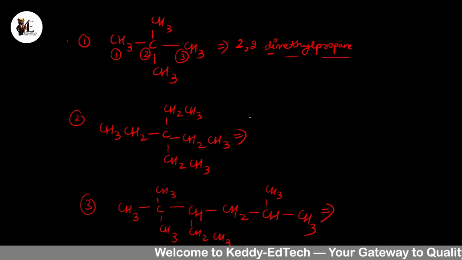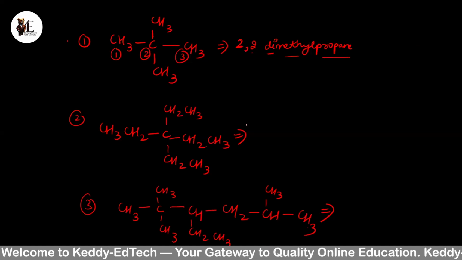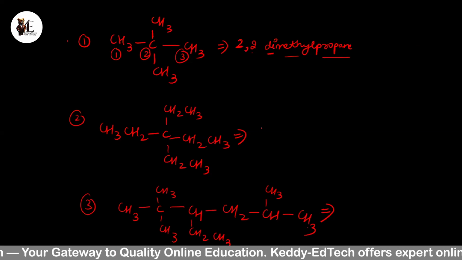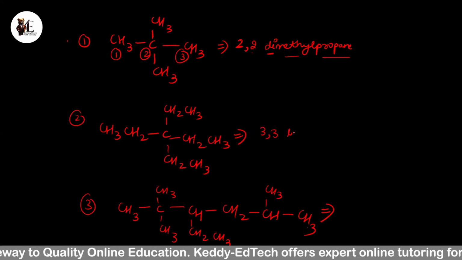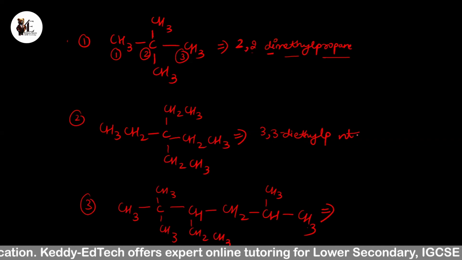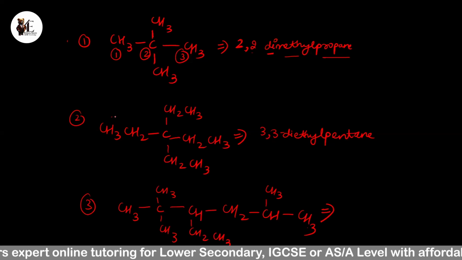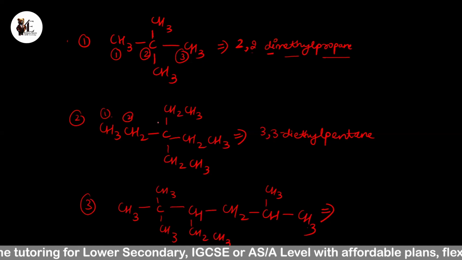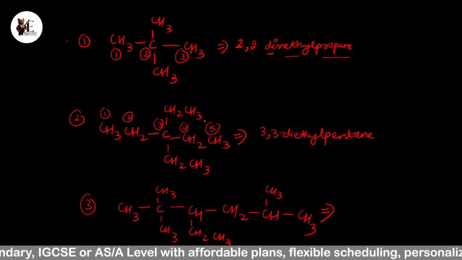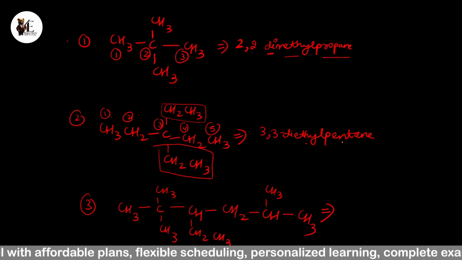What is the name of second compound? 3,3-diethylpentane. Yes, 3,3-diethylpentane. Because counting will start from here or here, it is the same thing, it is symmetric. 1, 2, 3, 4, 5. Since at the 3 position you have 2 ethyl groups, you have to write 3,3 diethyl and then pentane.